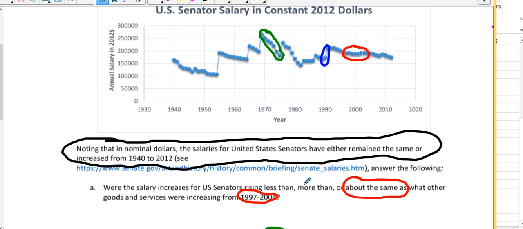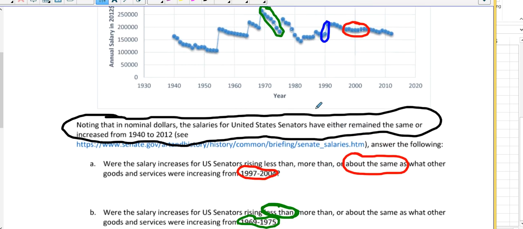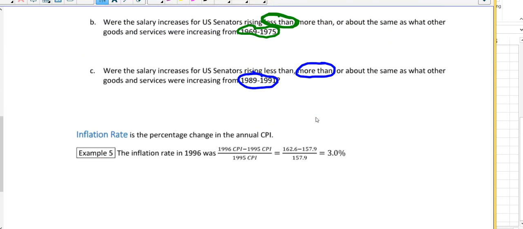Those are the kinds of questions that I expect that you can answer given a graph or studying a graph. And you're going to have an activity on minimum wage, and you're going to end up with a constant dollars graph that's going to look pretty similar to this one. So similar types of questions.